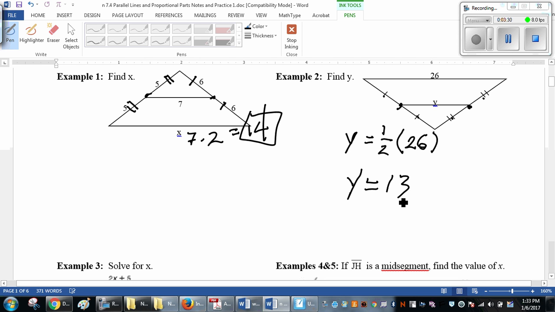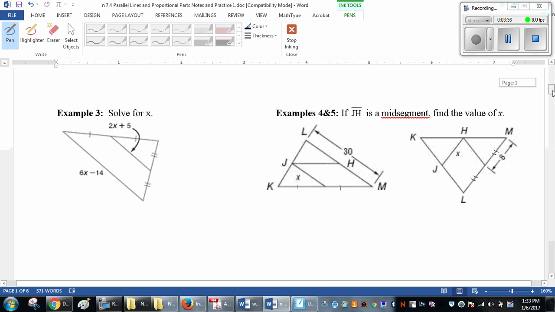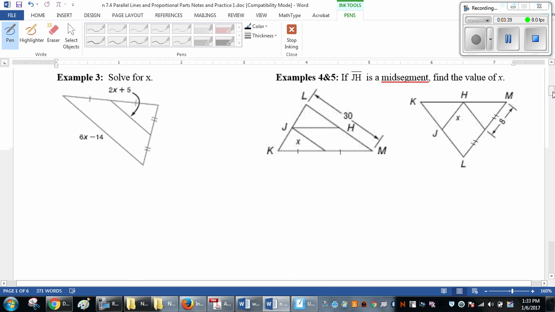I'm going to scroll down. If you need to look at those a little longer, pause your computer. I'm going to scroll down to examples 3, 4, and 5. Now we get a little more complicated here, but check it out. We're noticing this trend here. What do we see? Congruent, congruent, congruent, congruent.